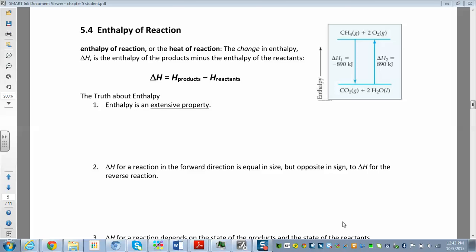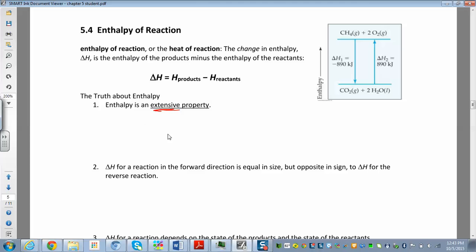Now we can look at the enthalpy of a reaction, or the heat of the reaction. It's the change in enthalpy when you're looking at products and reactants. Products are kind of like your final state, so you're going to do products minus reactants, or final minus initial. Enthalpy is an extensive property. If you remember, we talked about extensive and intensive, and was that chapter 1? Intensive is independent of how much you have, and extensive does depend on how much you have.